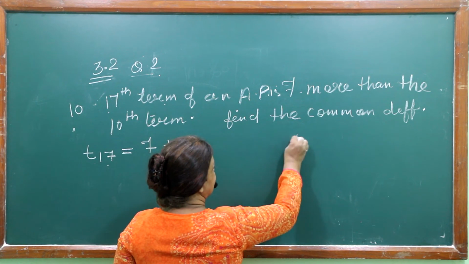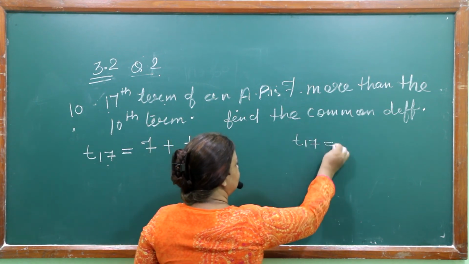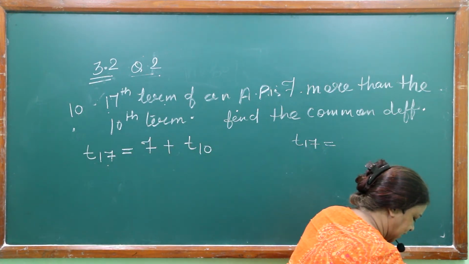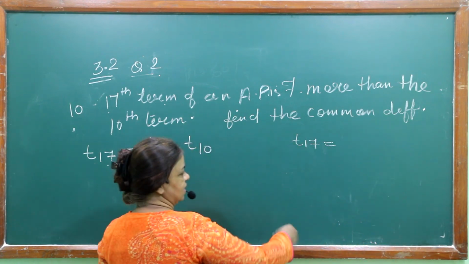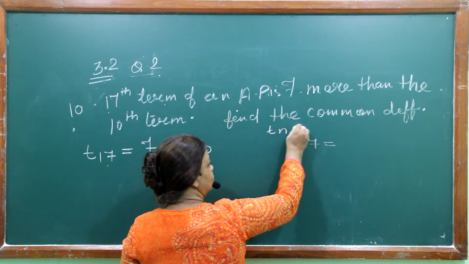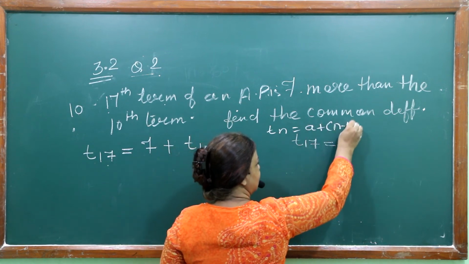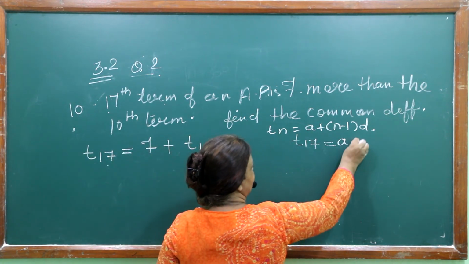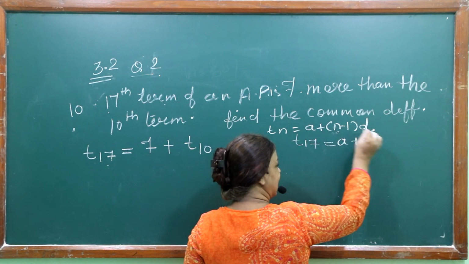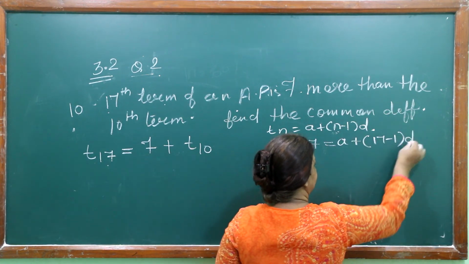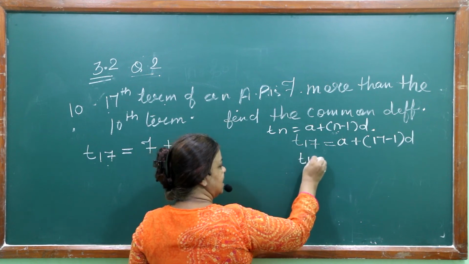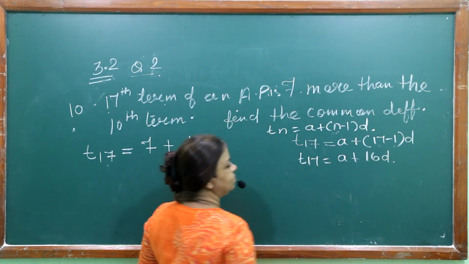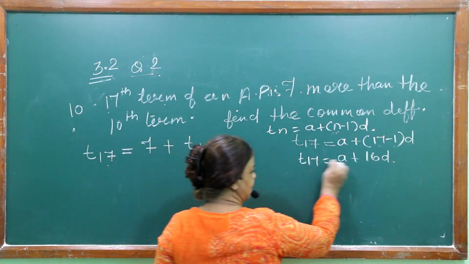It is given T17. Again we have to use the Tn formula, and everybody knows by now what the Tn formula is. Tn is equal to A plus (n minus 1) into D. So T17 is A plus (17 minus 1) into D, which is A plus 16D.